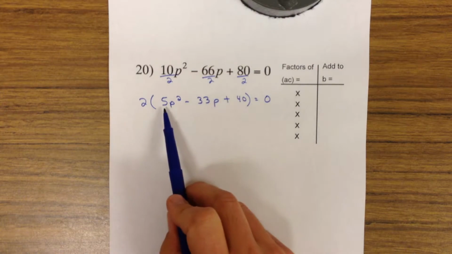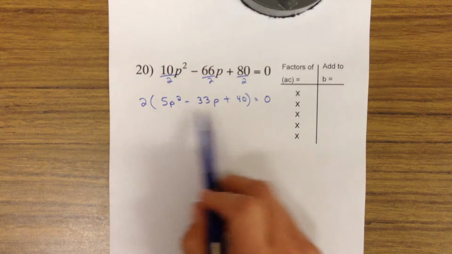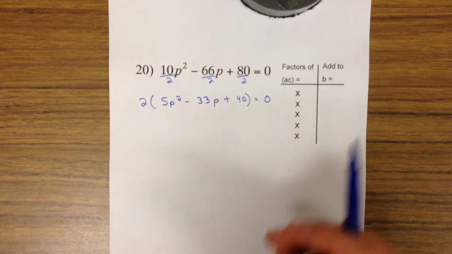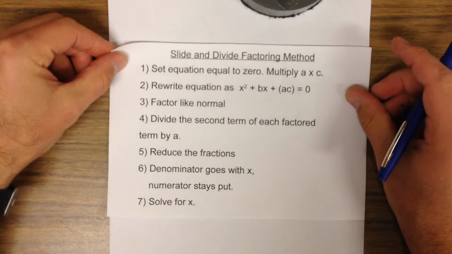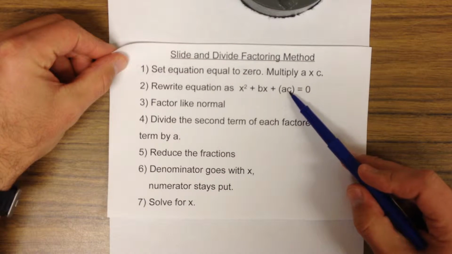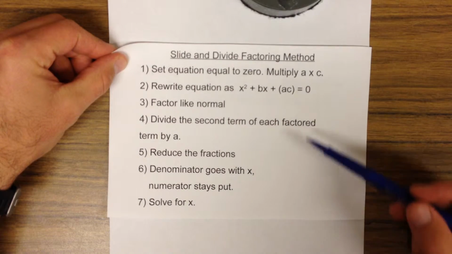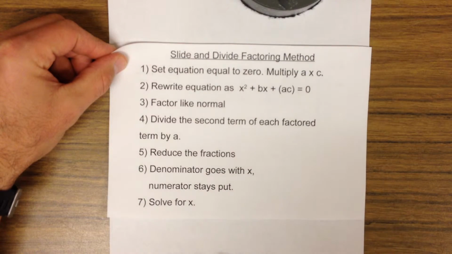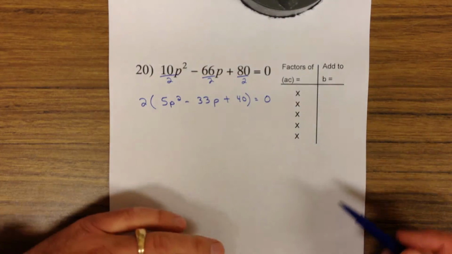Then since a is not equal to 1, and I can't factor it out anymore, I'm going to use the slide and divide factoring method, these 7 steps. So you could read through them, but the first thing is to multiply a times c. We're going to factor it like normal, then we're going to do that divide step, reduce our fractions, and then the denominator goes with x and the numerator stays put. Then we got to solve for x.